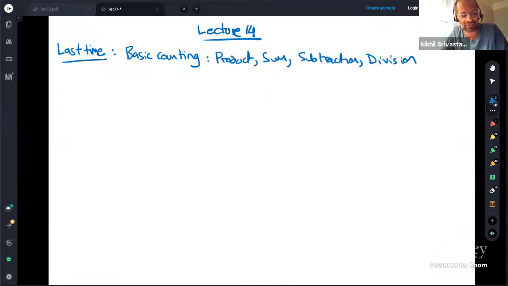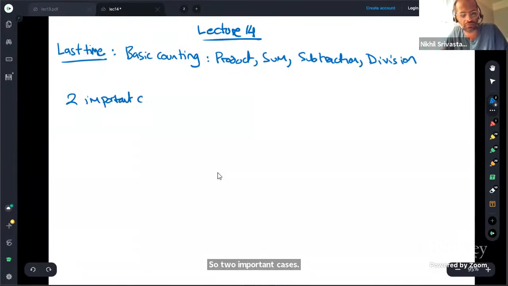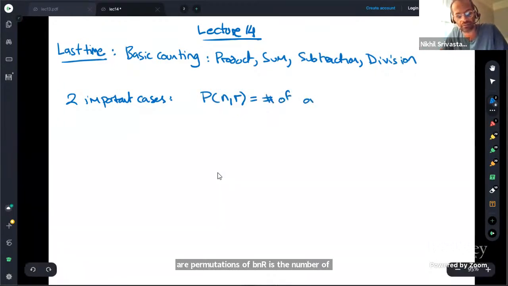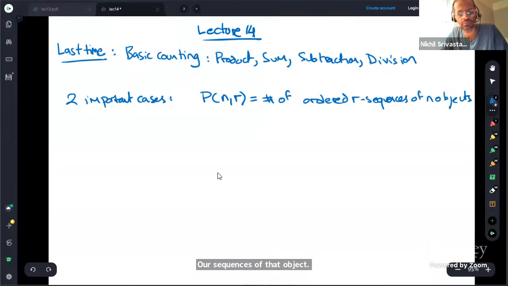And two particularly important cases that are going to come up again and again and come up a lot in math are permutations and combinations. So two important cases are permutations. P(n, r) is the number of ordered r sequences of n objects. And this number has a formula. This is n factorial divided by (n minus r) factorial. And these are called permutations.